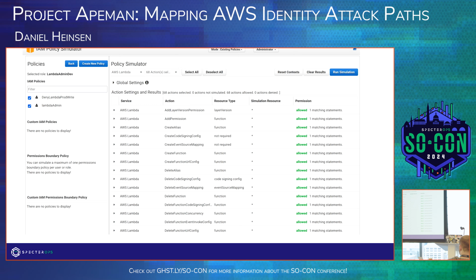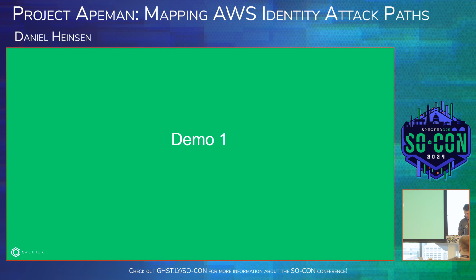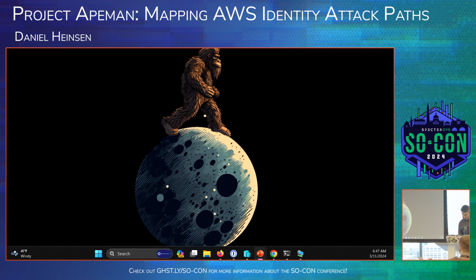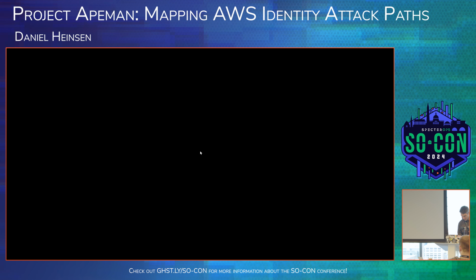So this is what it looks like in IAM policy simulator, and I want to highlight why this is an incomplete view. This is the role, in my test account, and we have our two policies attached, deny write and lambda admin. And you'll see here for resource star, it says everything's allowed, which is not wrong, but it's not right. The information is incomplete, and that's what we want to solve. So let's check out a demo, and I'll show you how we solve this in Apeman.